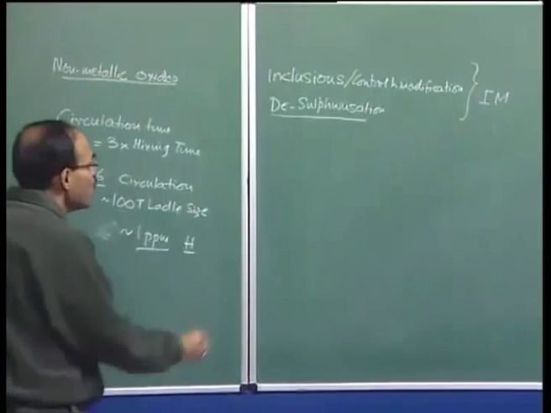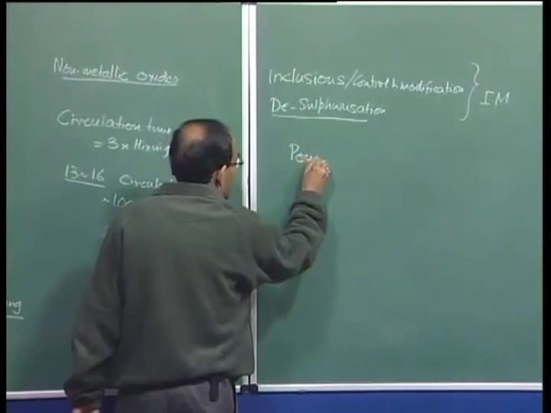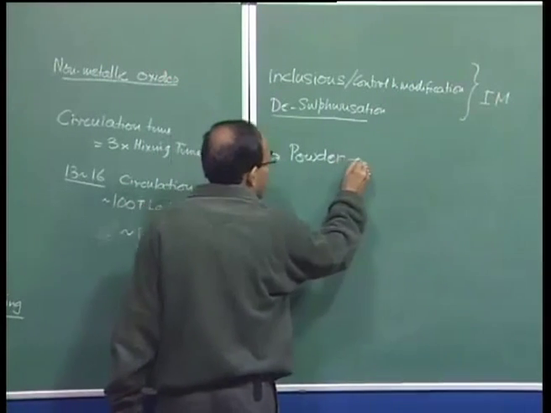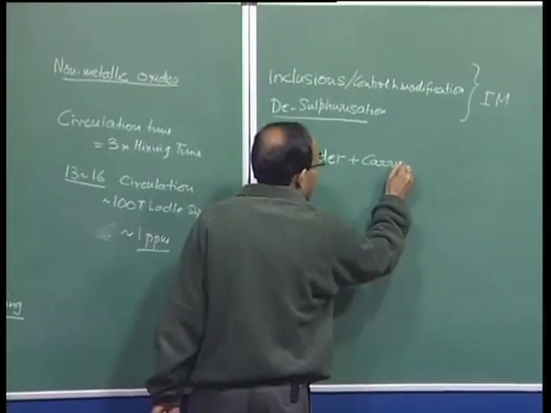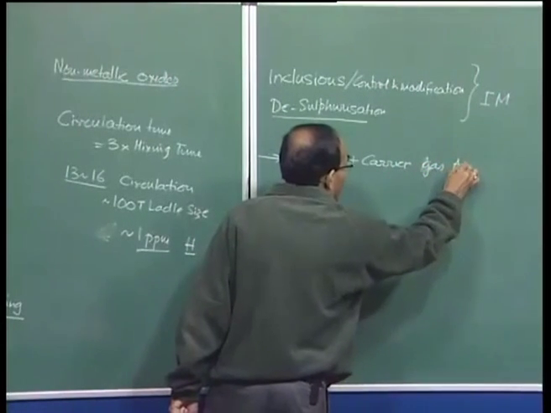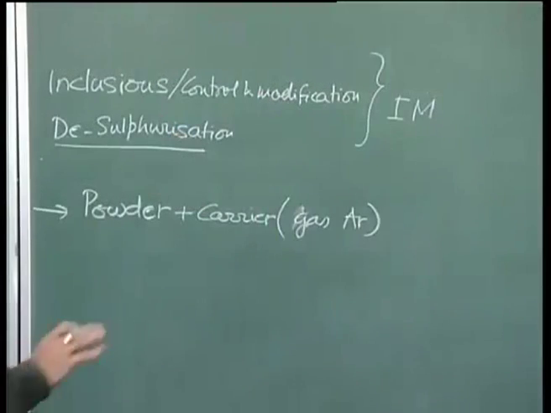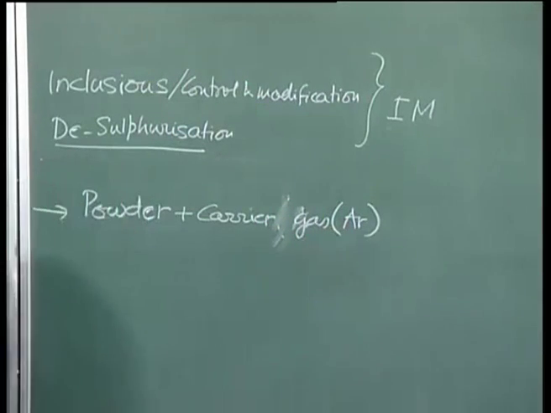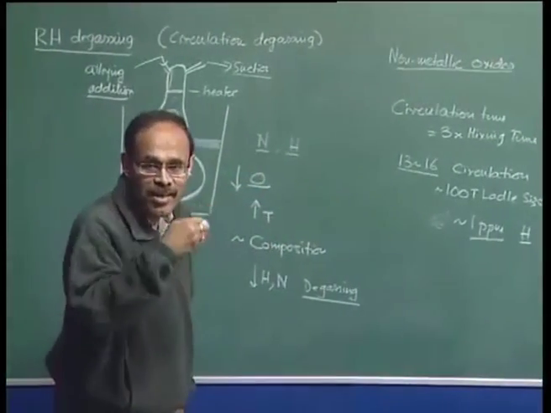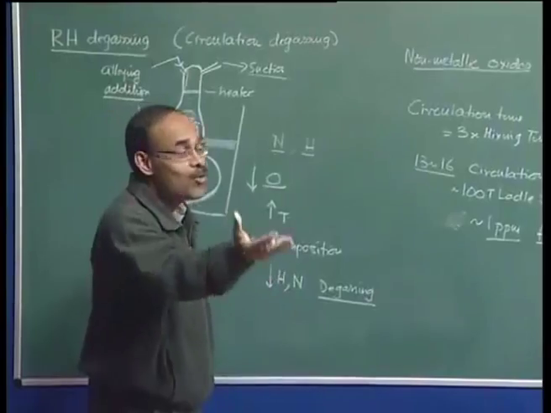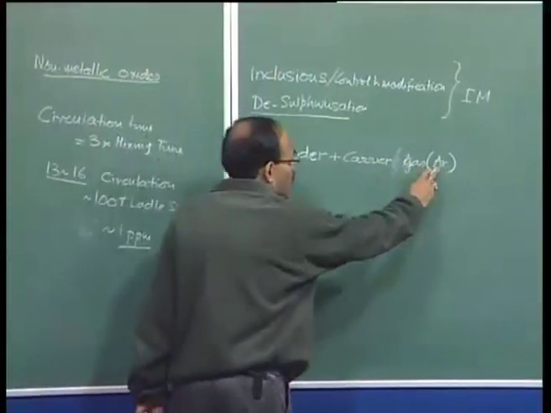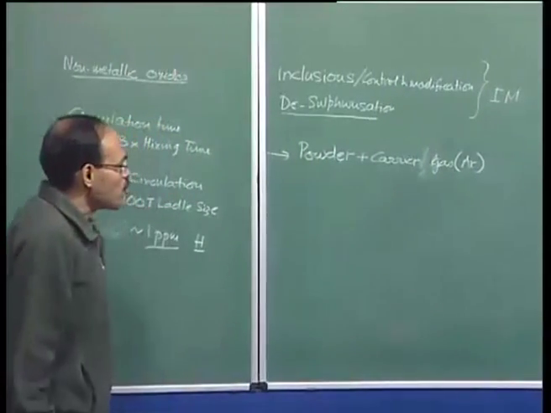And what do we inject really? We can inject powder, and that powder will be injected with a carrier gas. For example, a carrier gas could be argon. I do not want to use nitrogen here, because I have just now subjected the steel to a tank degassing process or circulation degassing process, spent so much money and effort to remove nitrogen. So, the carrier gas here has to be such that it does not contaminate molten steel. So, argon is an obvious choice.